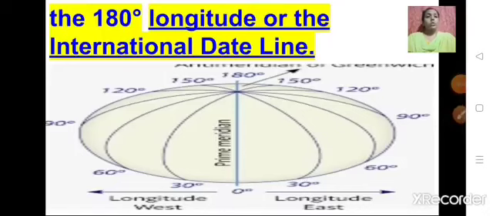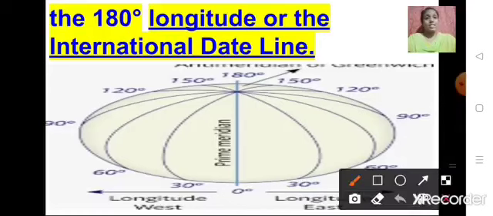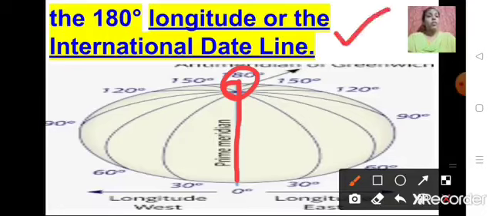Now we know that the longitudes are semicircles, isn't it children? So this line here from North Pole to the South Pole, 0 degree longitude, is prime meridian. Then what about its opposite line? Yes, this line, 180 degree. What is it called children? Yes, it is called the 180 degree longitude or the international date line. I hope it is clear children.